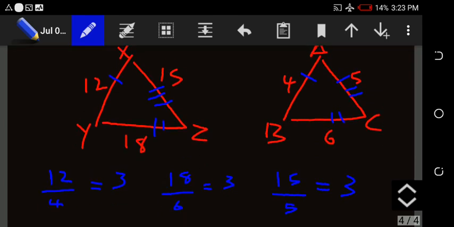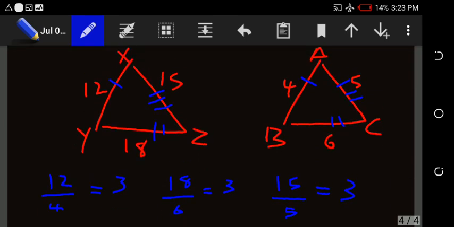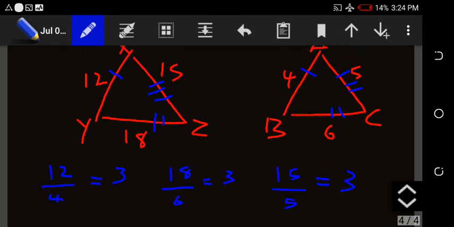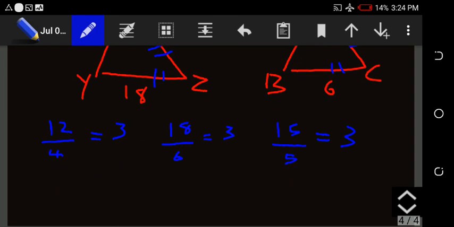That means that triangle XYZ is similar to triangle ABC. Triangle XYZ is similar to triangle ABC. So in other words, when you test all the 3 sides and you're having different values, that means that they are not similar. But in this particular case, we have 3, 3, 3 across the board. That means that the two triangles are what? They are similar. All right.